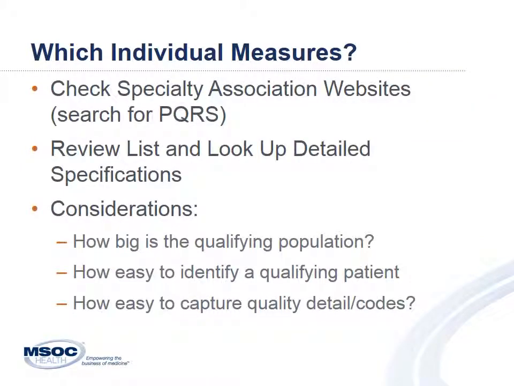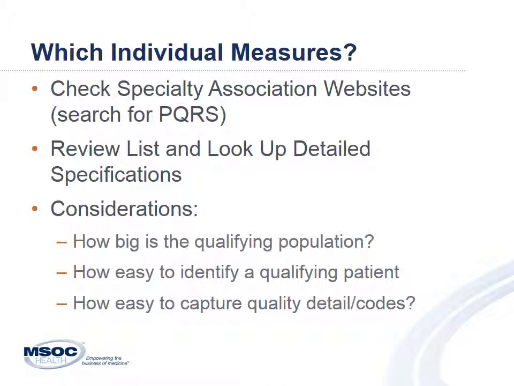So which should you choose? It can be overwhelming because there are so many of them. We suggest that you check your association's website and do a search for the term PQRS. Many associations have a list of measures that are most appropriate for their specialty. You can also just review the list of measures and look up the details for any ones that look like they would be applicable to your patient population.